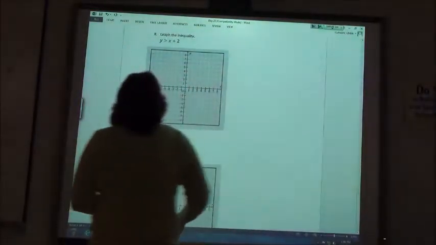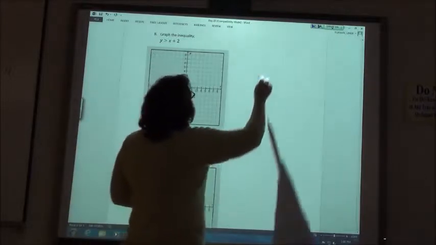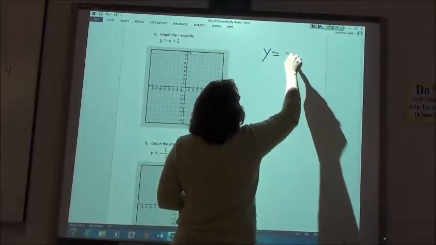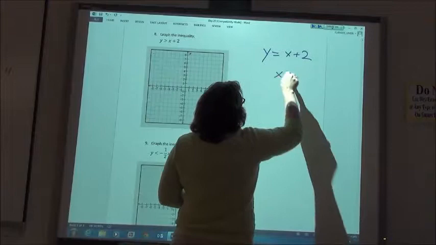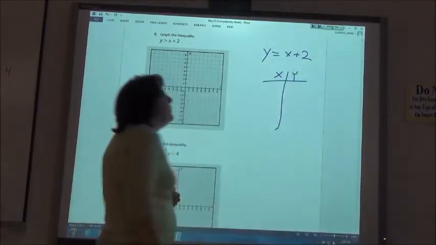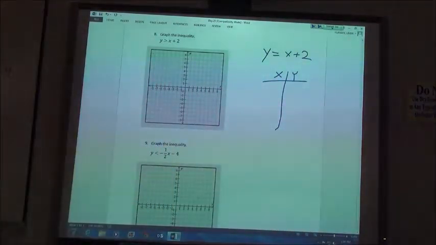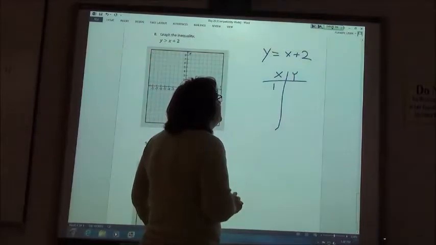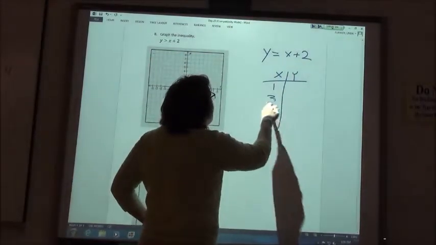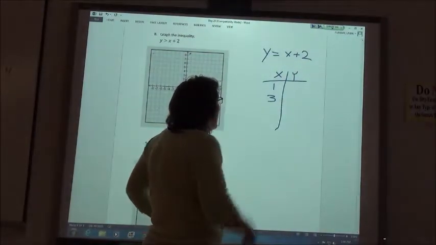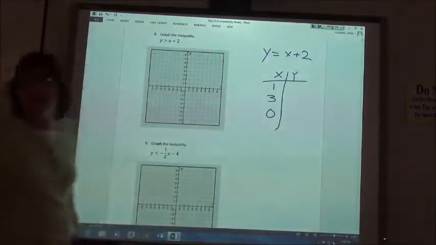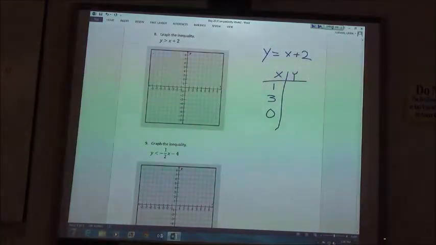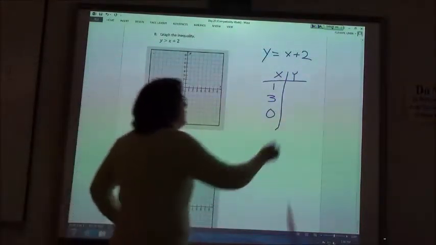So number 8, we're graphing y is greater than x plus 2. We're pretending it's y equals x plus 2. So if I make a table and pick some points, what might I want to put in for x? 1, 3. I was thinking 0 because that's my y-intercept. So if x is 1, what is y going to be? 3. 1 plus 2 is 3.